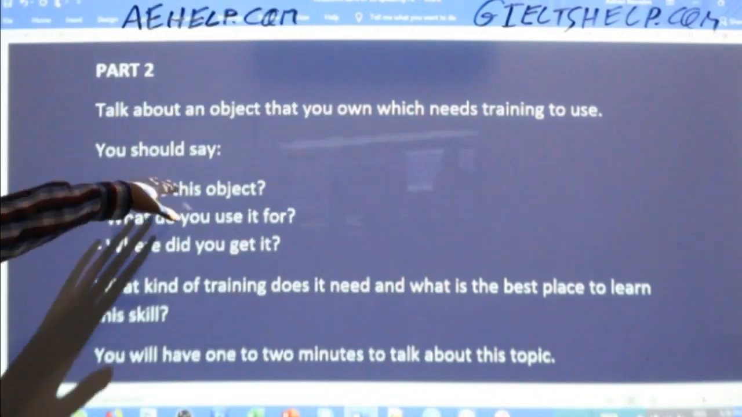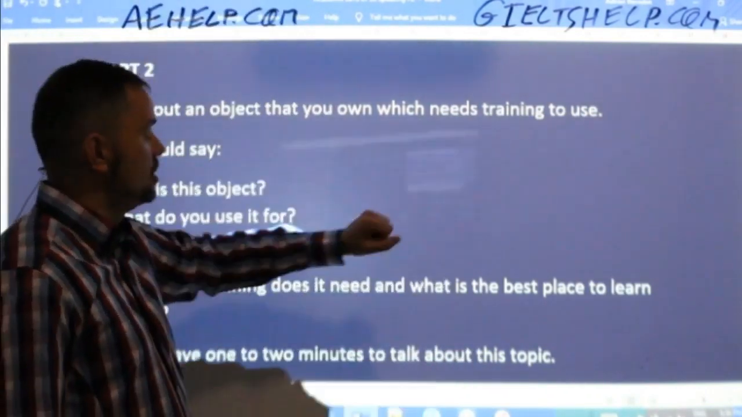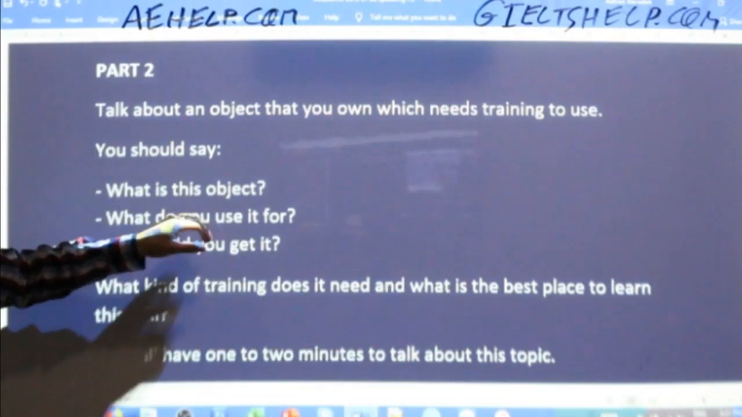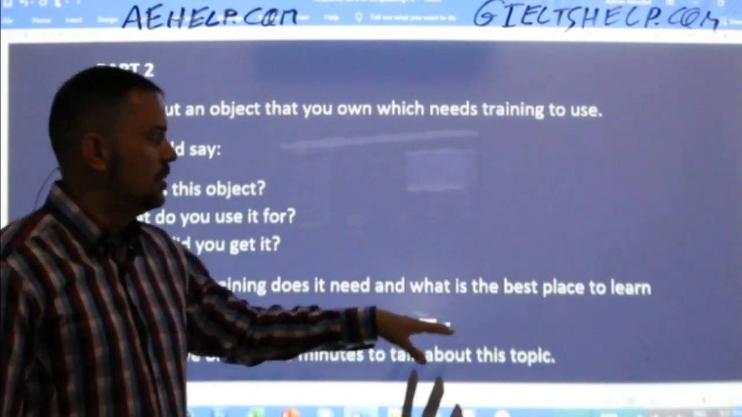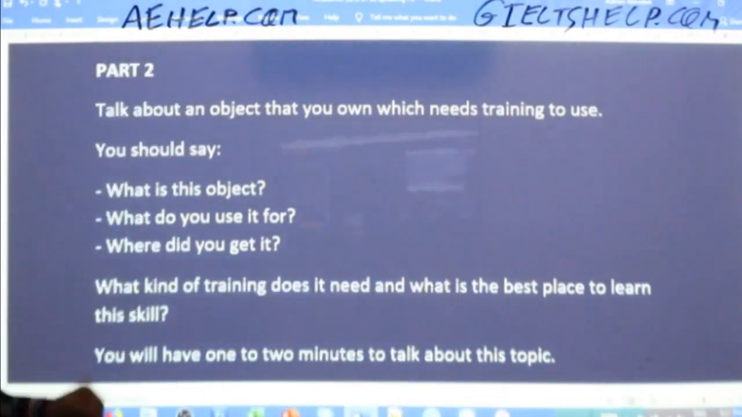Okay, so talk about an object that you own which needs training to use. What is this object? What do you use it for? Where do you get it? What kind of training does it need? What is the best place to learn this skill?